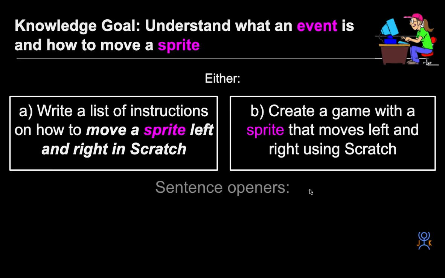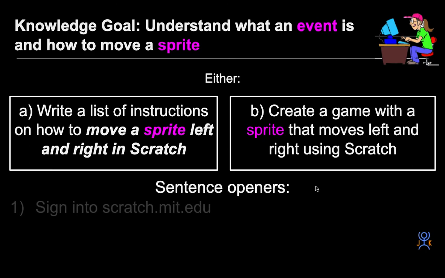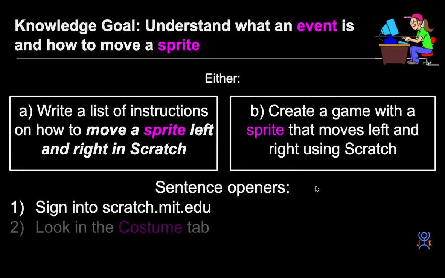Right, if you are choosing a list of instructions, you could write things like number 1, sign into scratch.mit.edu, then look in the costumes tab, so basically following what I did, and then whatever you're going to do next. Right, so you have your orders. Hopefully you're going to make yourself a game in Scratch, or write some instructions.